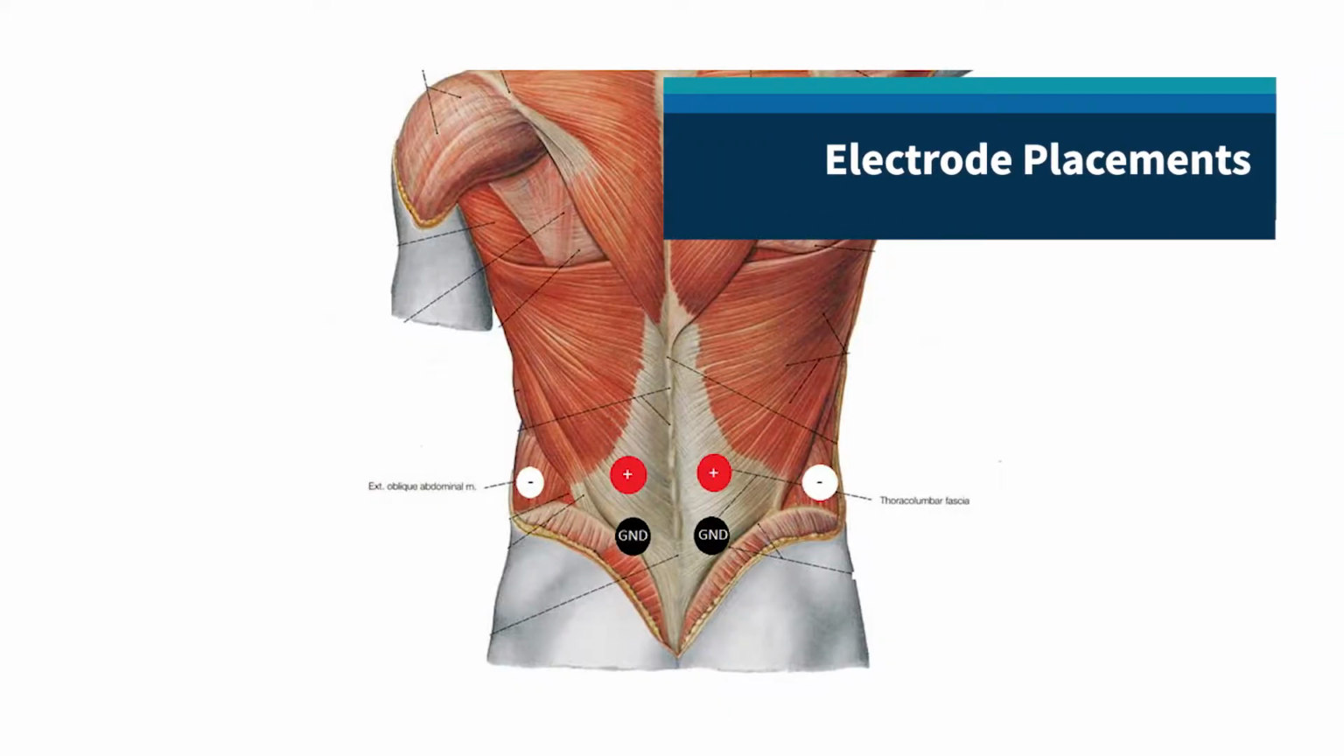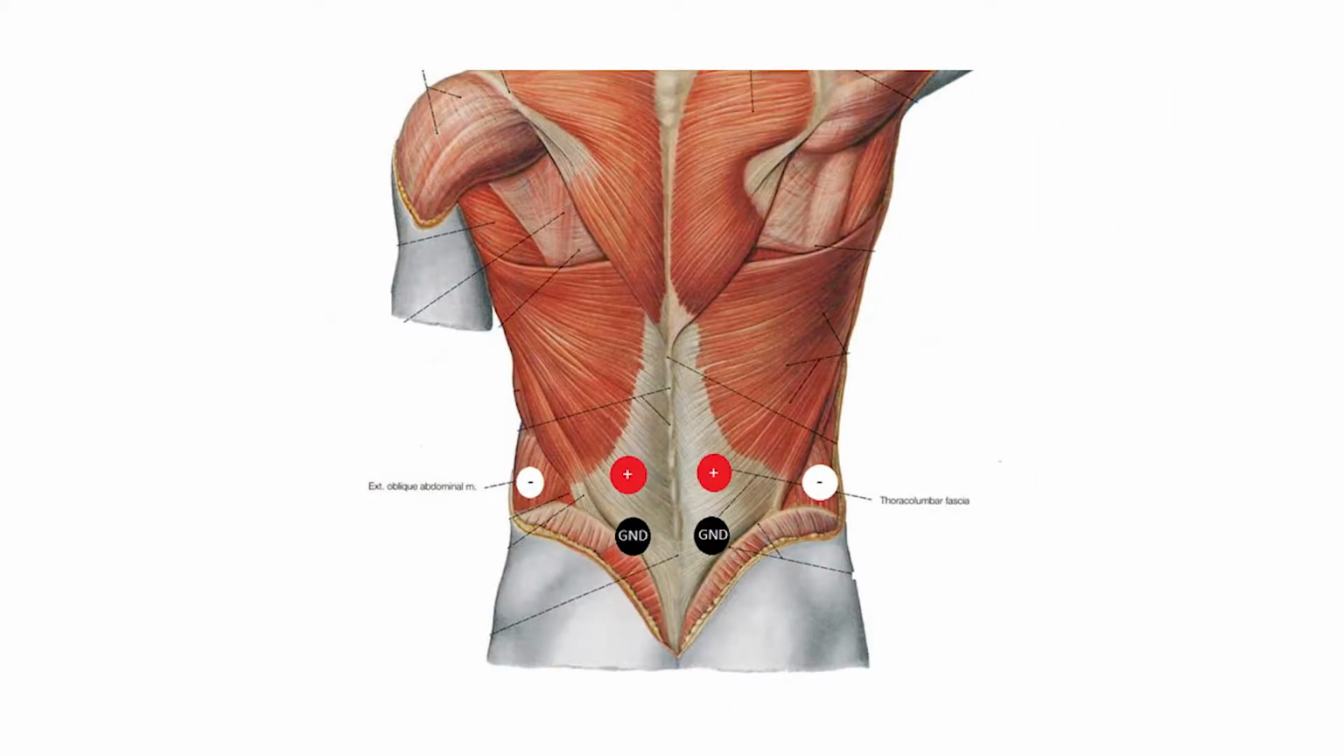Here we have a diagram of the back, which was crucial towards finding the most ideal placements of electrodes so the BioPAC signals had large amplitude. The red points on the back indicate the positive electrodes placed on the thoracolumbar fascia, and the white points indicate the negative electrodes placed on the external abdominal obliques. Lastly, the black points indicate the ground reference node.